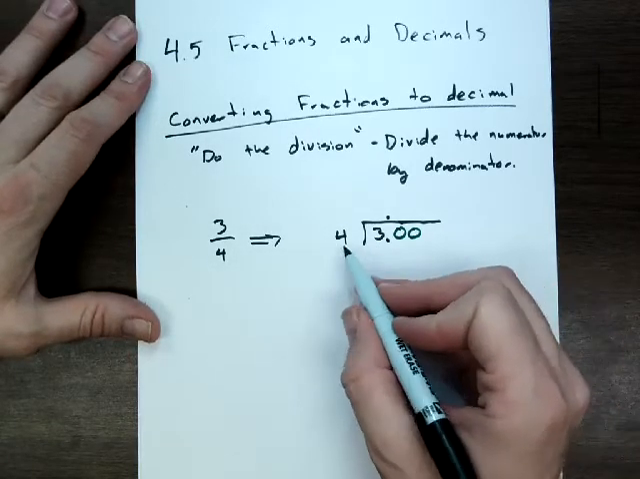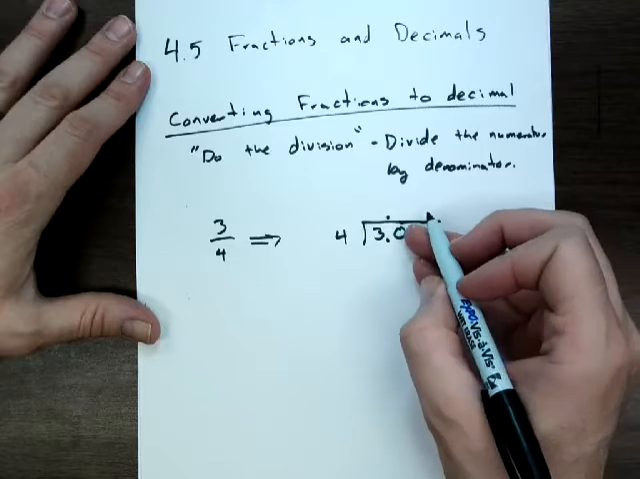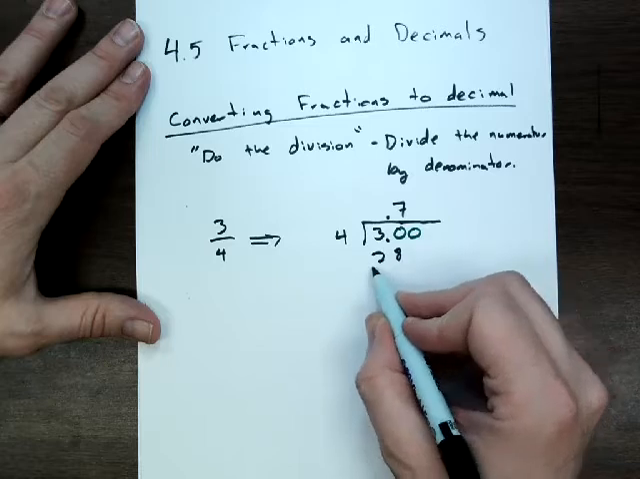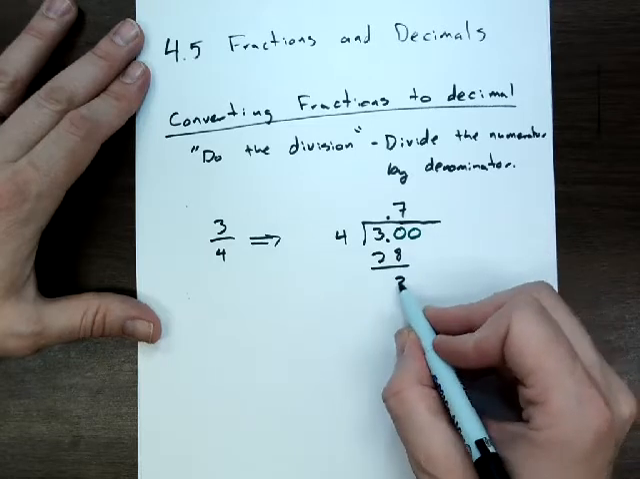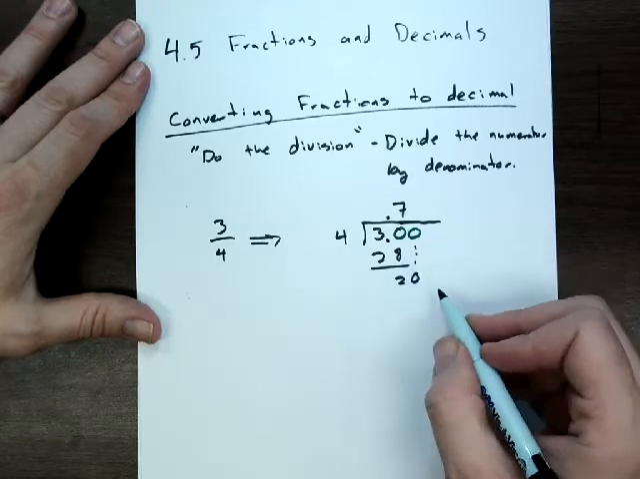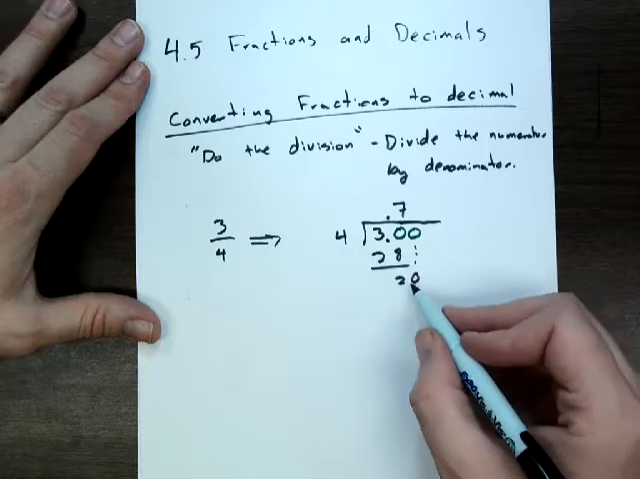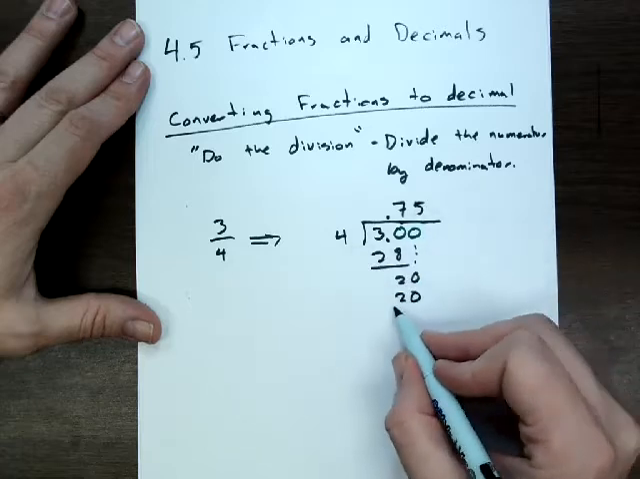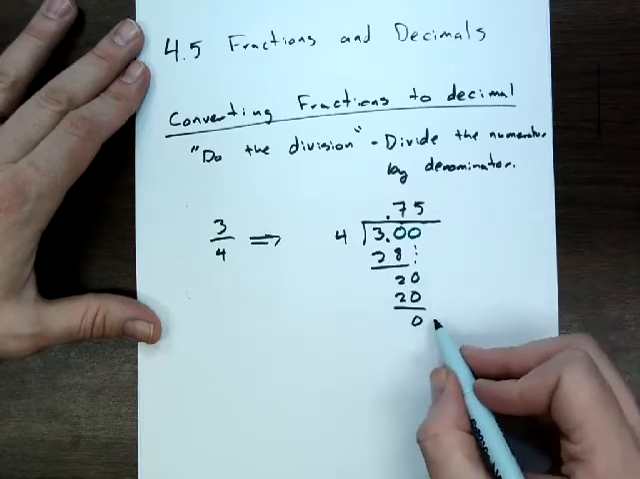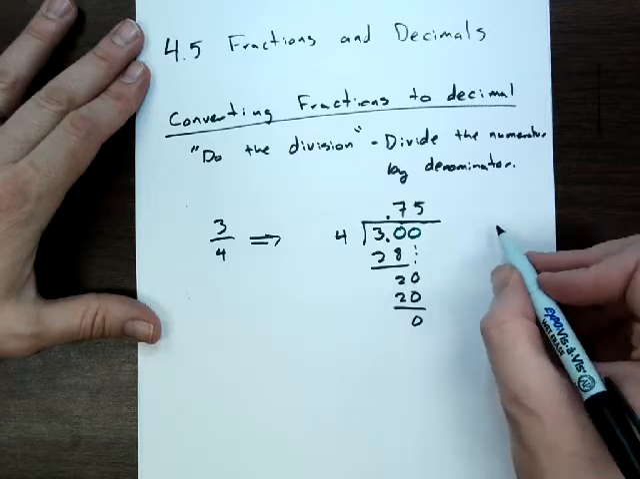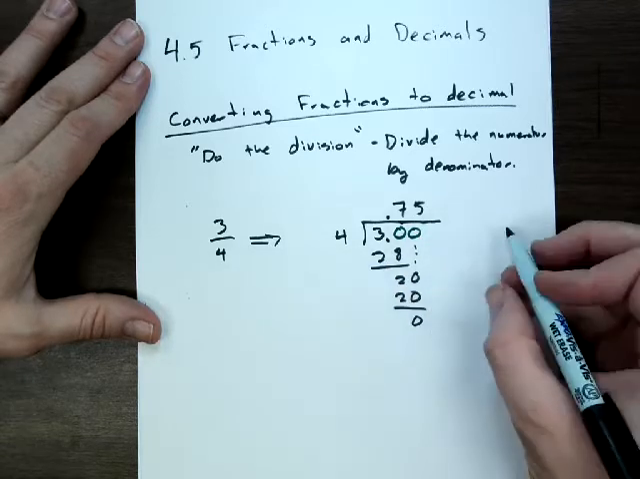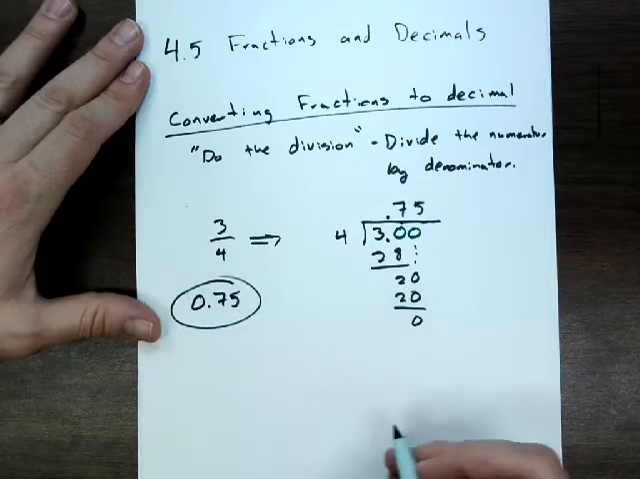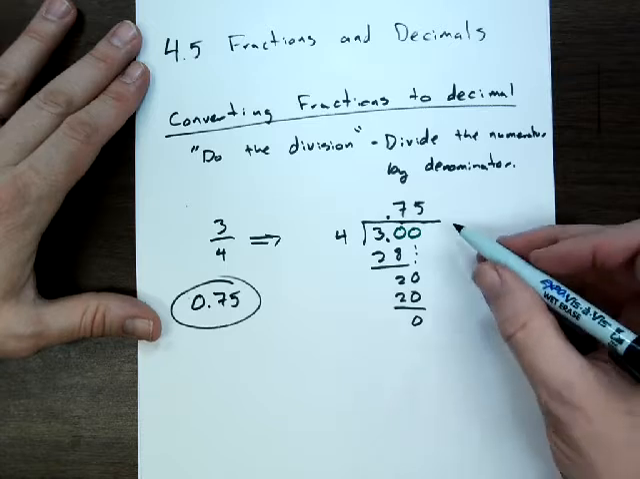4 doesn't go into 3, but it would go into 30. Looks like 7 times. 7 times 4 is 28. 30 minus 28 is going to be 2. We can bring down this other 0. 4 will go into 20 5 times. 5 times 4 is 20. And I've got a remainder of 0, so I can stop. So I can say that 3/4 is equal to 0.75, just by doing this division.